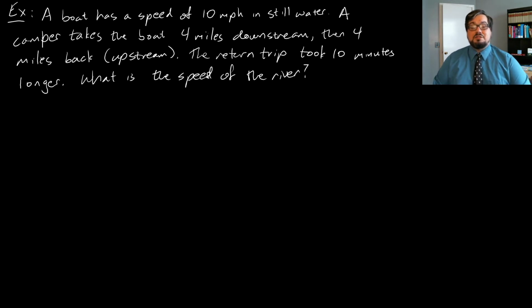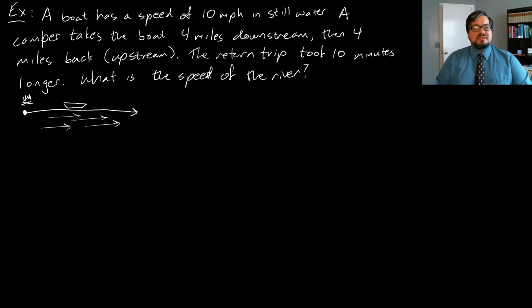That is, how fast is the river flowing? So let's make sure that we understand what's going on here. We've got someone who is camping, so they've got a campsite over here, and they're taking their boat 4 miles downriver, and this is the direction that the river is flowing.